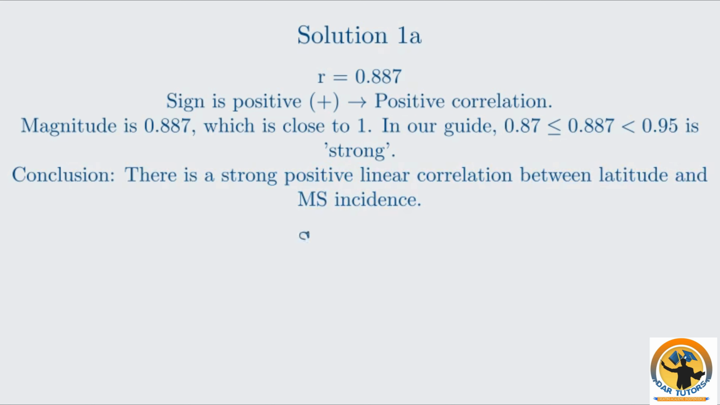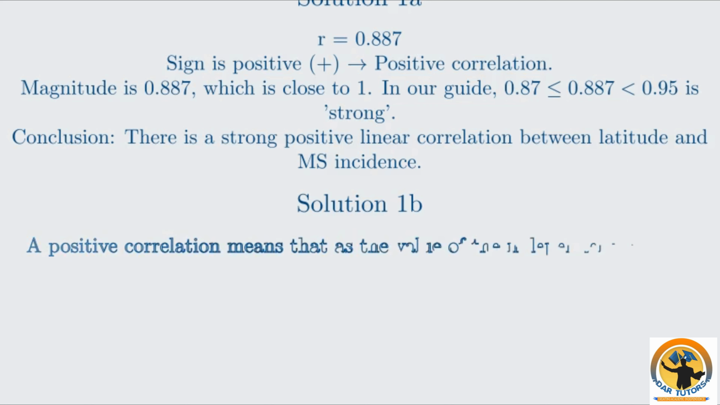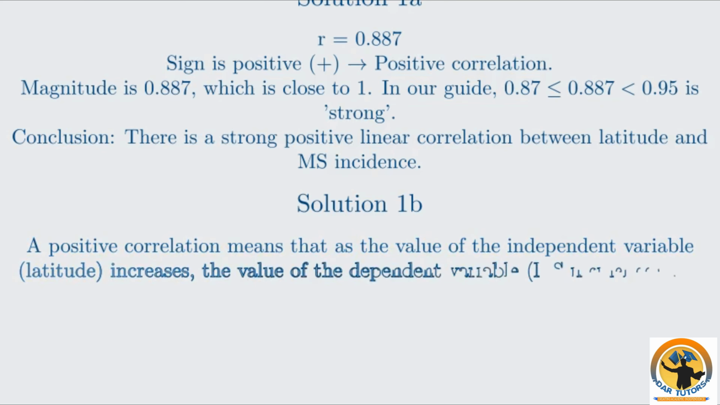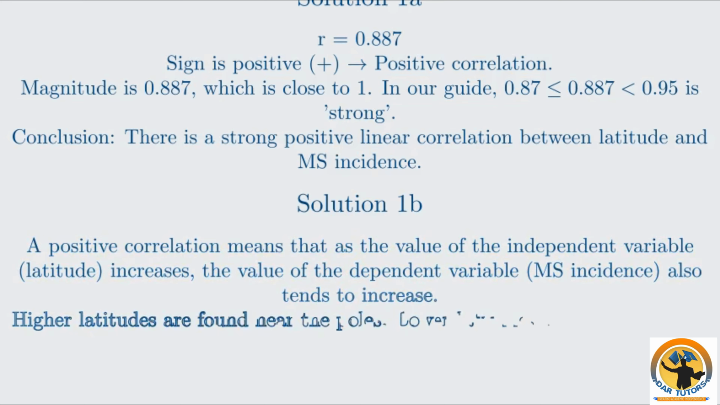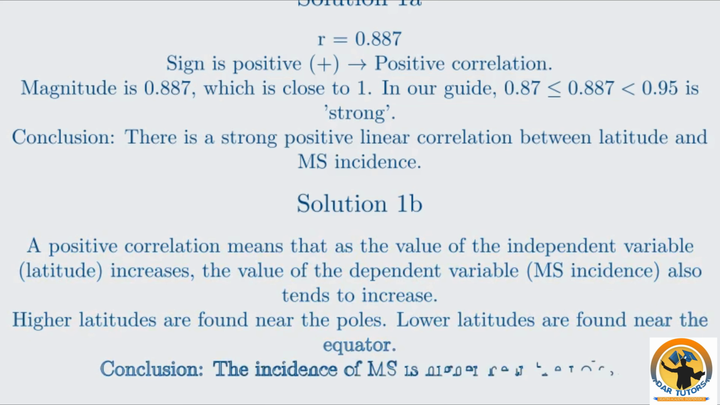For part B, a positive correlation means that as latitude increases, MS incidence also tends to increase. Higher latitudes are found near the Earth's poles, while lower latitudes are near the equator. Therefore, a strong positive correlation implies that the incidence of multiple sclerosis is higher near the poles.